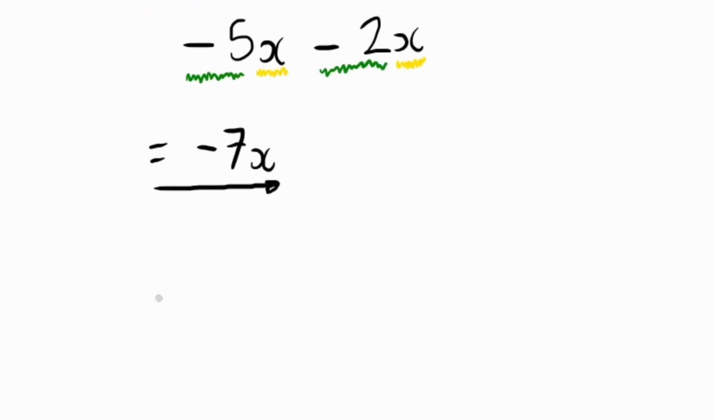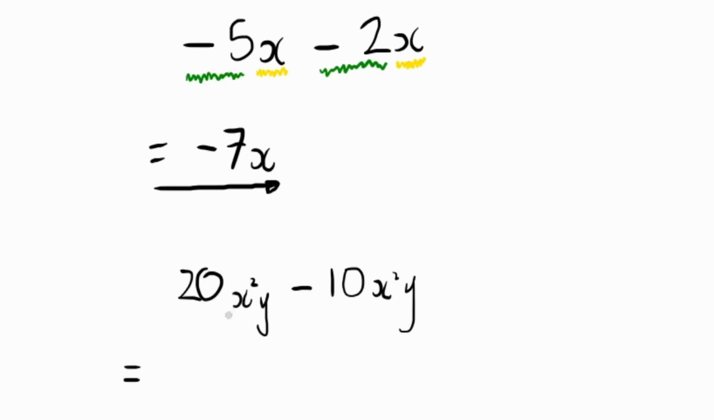So let's look at the example of 20x squared y, and I subtract 10x squared y. Now there's not much different here, but there are powers on some of my variables. And so the variable part in this first term is x squared y, and the variable part in the second term is x squared y.